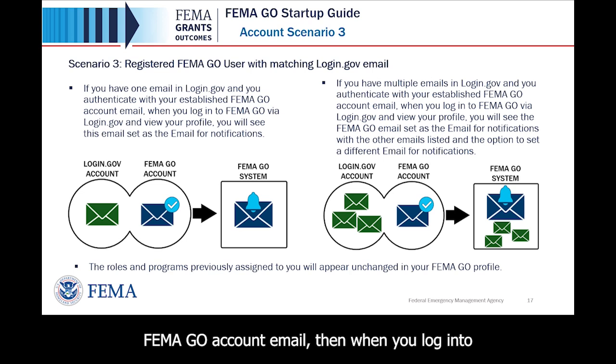If you have multiple emails in login.gov and you authenticate with your established FEMA Go account email, then when you log into FEMA Go via login.gov and view your profile, you will see the FEMA Go email set for email for notifications with the other emails listed and the option to set a different email for notifications. Additionally, the roles and programs previously assigned to you will appear unchanged in your FEMA Go account.